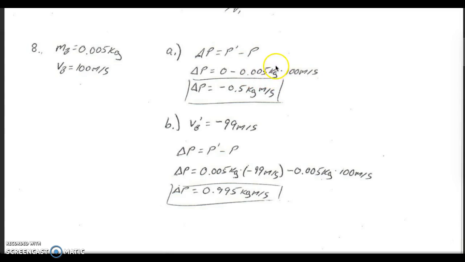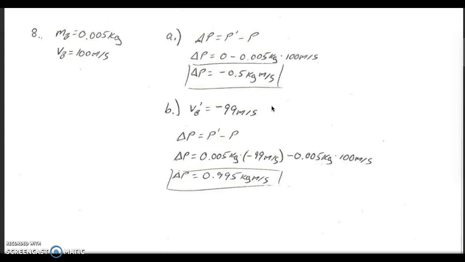So the initial momentum is 0.005 kilograms times 100. So it loses all of its momentum. So it started out with 0.5 kilogram meters per second of momentum and went to 0. So it lost that 0.5 kilogram meters per second. So its change was negative 0.5 because that's how much it lost, because it went to nothing.